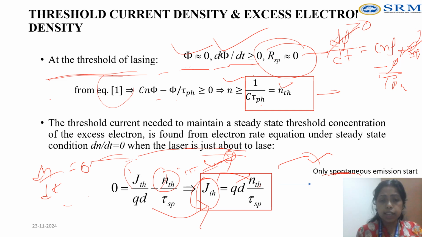I think this is clear. So when the electron is injected, there is no consumption of the electron. At the threshold condition, dN by dt is equal to 0.